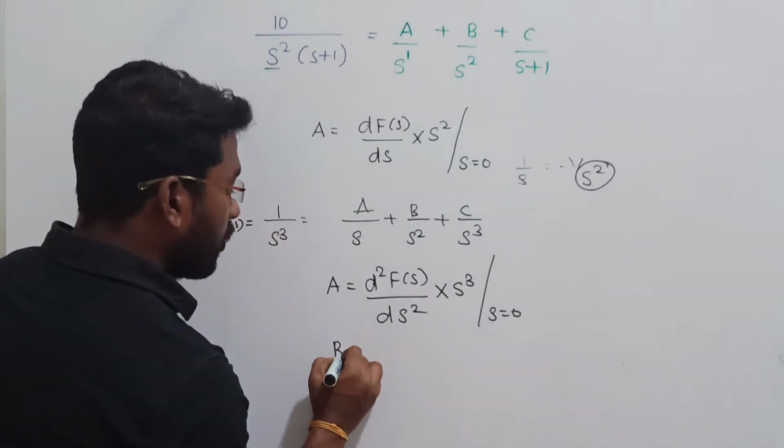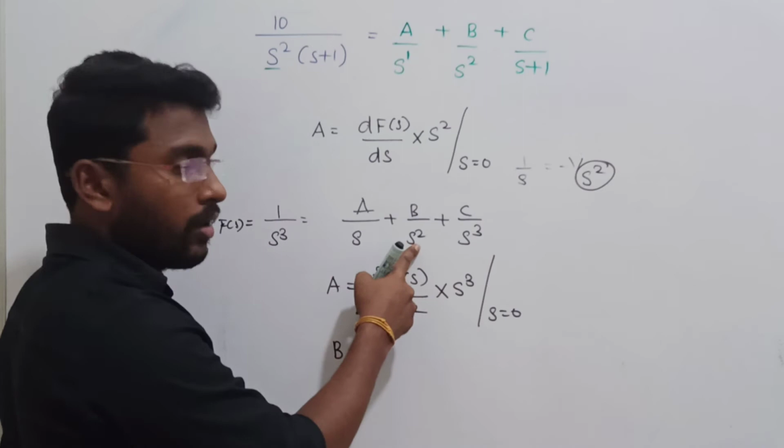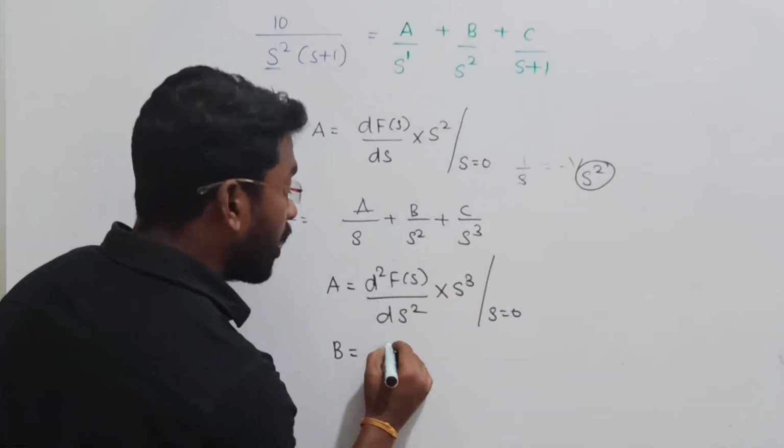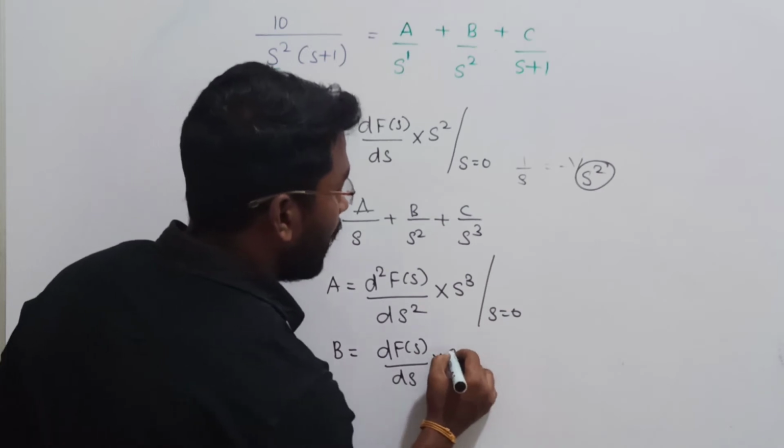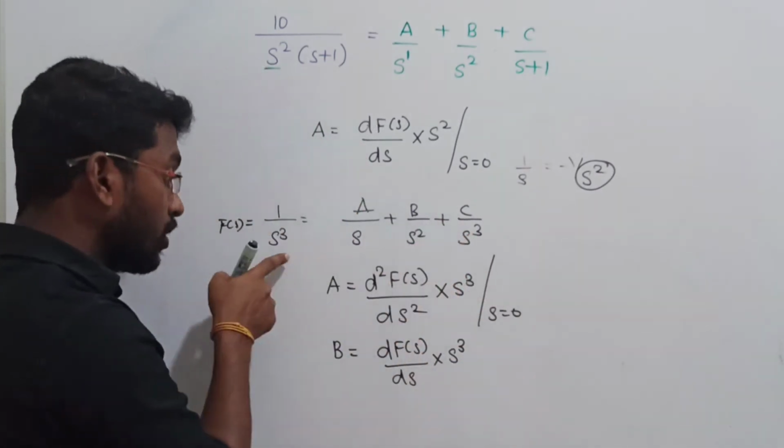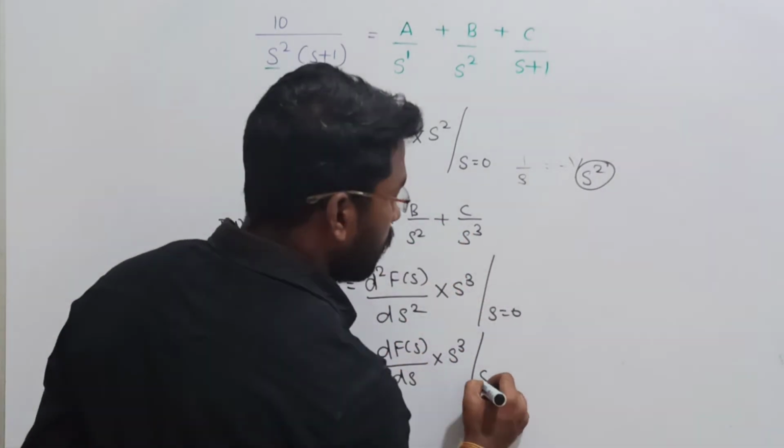Similarly, to find the value of b, s square is there, and the actual order is s cube. So one time I have to differentiate. To obtain the actual order, one time you have to differentiate and then multiply it by its original order. The actual order is s power 3, and then substitute s by 0.